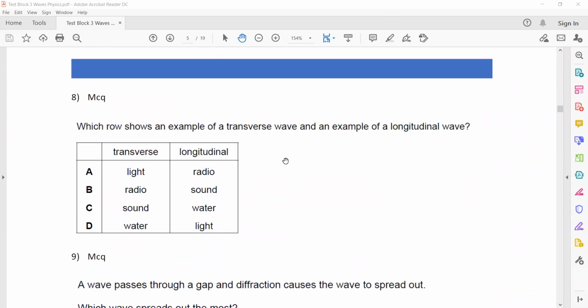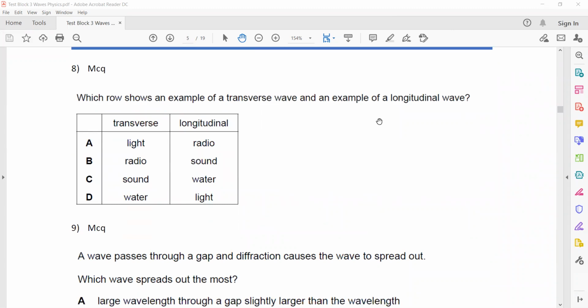Which row shows an example of transverse wave and longitudinal? All electromagnetic radiations are transverse in nature. Radio is transverse, sound cannot be. So either A, B or C can be the answer. About longitudinal, sound waves are longitudinal, so B is the right answer. Light is transverse as well, radio is also transverse.